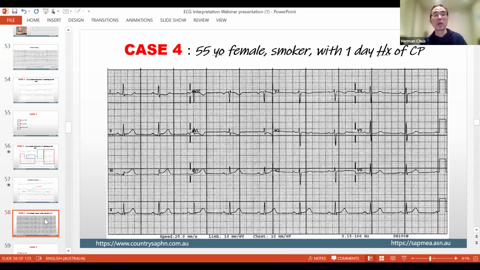All right. So next case is a 55-year-old smoker with a one-day history of chest pain, and this is her ECG. All right. So is this an inferior? Or is this a normal variant ST elevation? Some people call this benign early repolarization, all right? Or is this a posterior OMI?